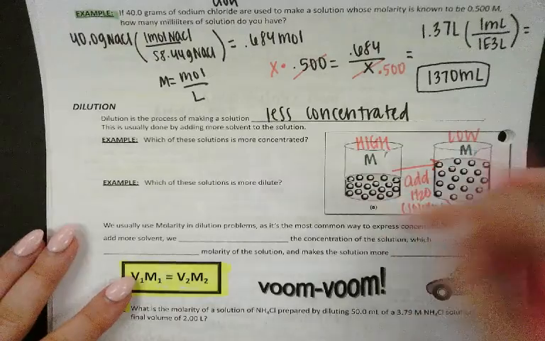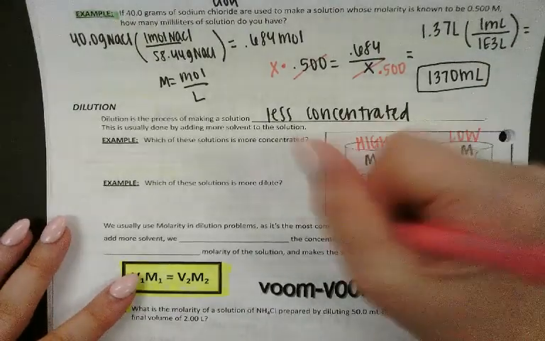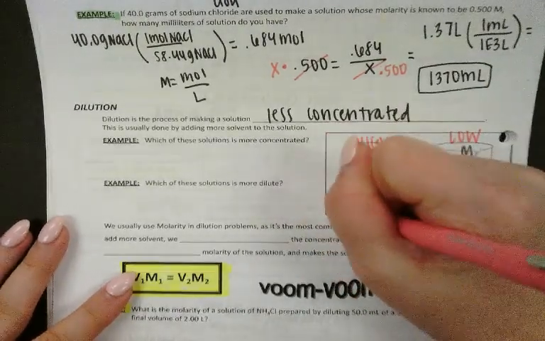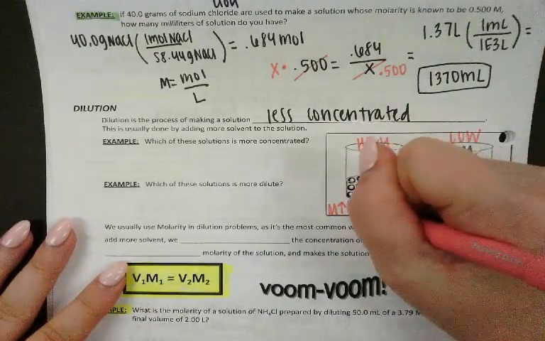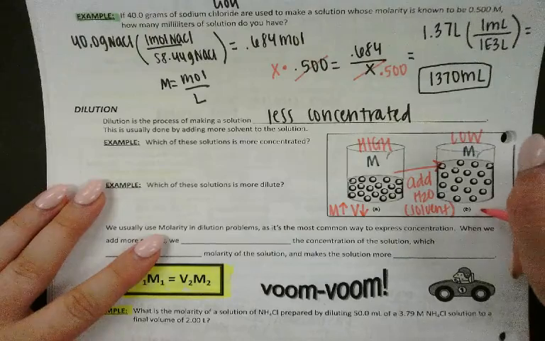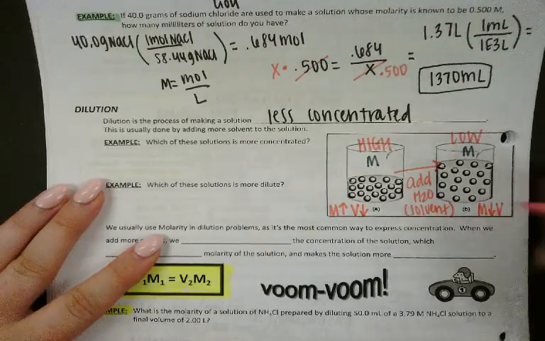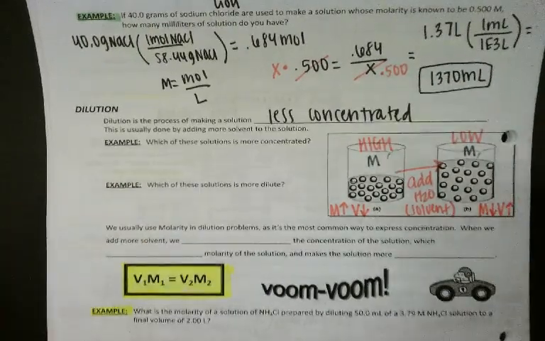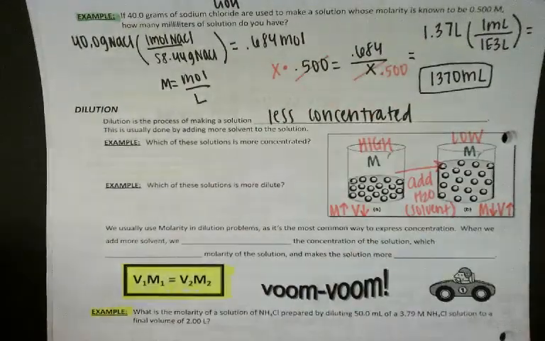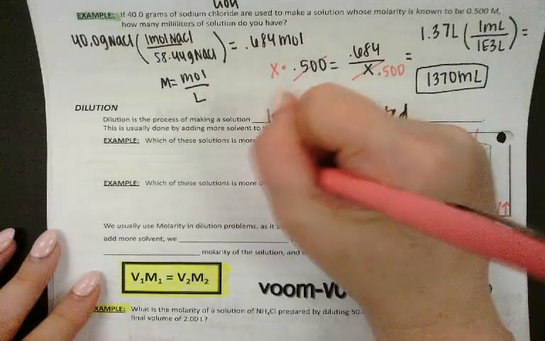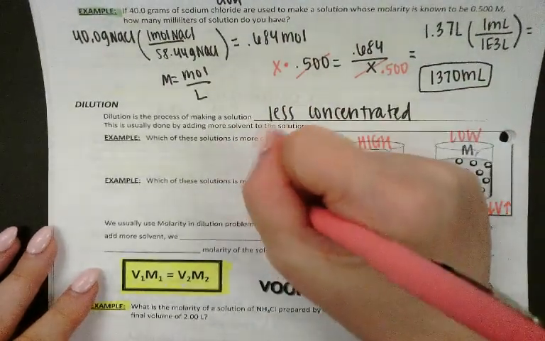So what you can interpret from this is, if my molarity is high, what do you think your volume is? Low. If my molarity is low, then my volume is high. Okay? So they should be opposite from each other. So we just said which of these solutions is more concentrated? A. Which of these is more dilute? B.